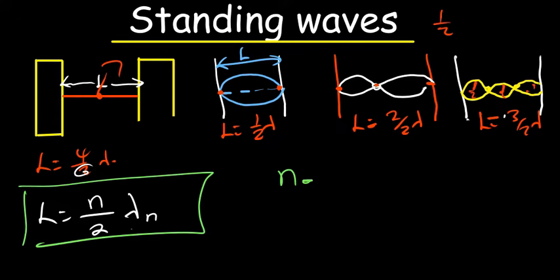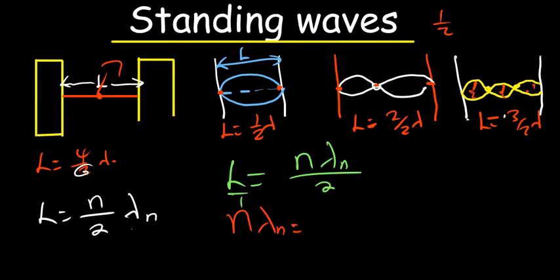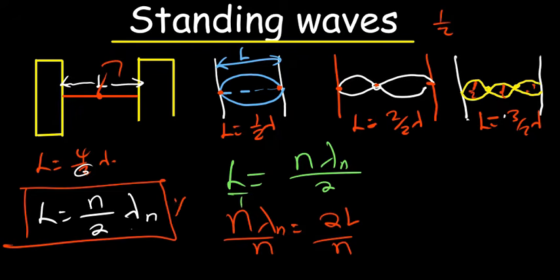Now this formula is very important. Okay, if I know the length, I also know the number of loops, I can use this formula to find the lambda. So this is the same as L is equal to n lambda n divided by 2. Let's cross multiply. We make lambda the subject of the formula. n lambda n will be equal to 2L. Divide both sides by n. So what I want you to understand is that this formula is very important in understanding waves. At the same time, since these will cancel, I'll also have another formula for lambda to be equal to 2L divided by n. This is also very important.